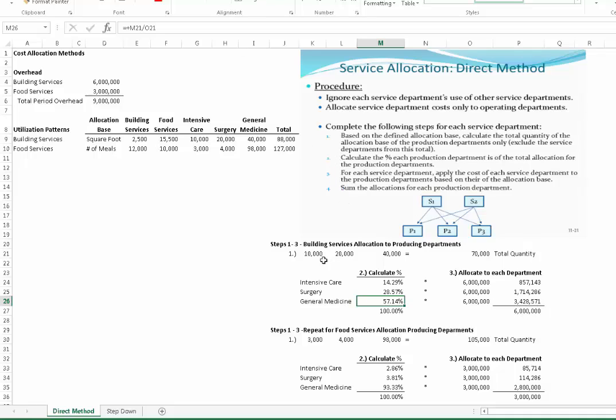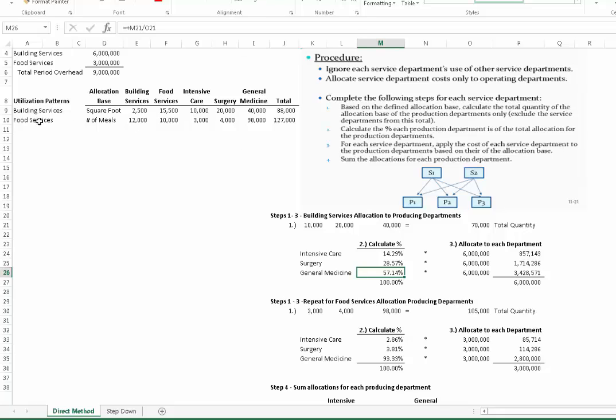Then you need to go back, because you do steps 1 through 3 for each service department. That was S1. Now we need to do S2, which for this one would be food services. So we repeat for food services. The allocation base here is the number of meals, so again we're only going to concentrate on the producing departments, which are intensive care, surgery, and medicine, and how much of the base they contribute to. If we add those 3 together, which is our first step, it's 98 plus 4 plus 3, which gives us 105. Then we figure out the percentage of each. The 3,000 divided into the 105 gives us 2.86%, then 3.81%, and then 93%.